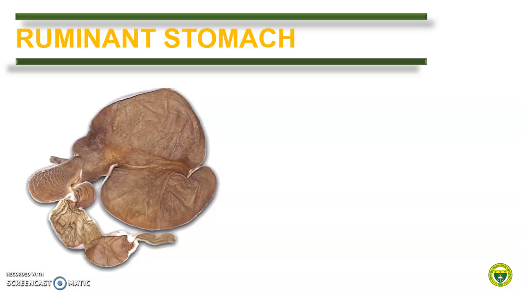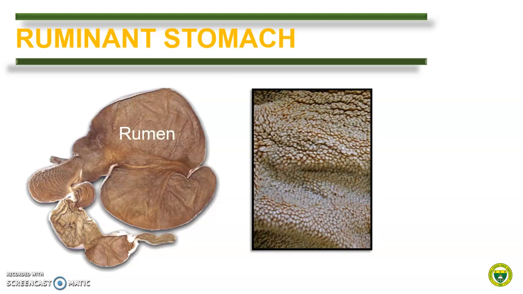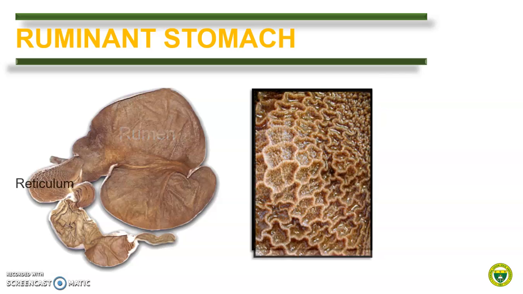The rumen or paunch is the largest compartment in an adult ruminant, acting as a fermentation vat. Internally, the mucosa is studded with numerous papillae as shown here. The reticulum is the smallest and the most cranial compartment in large ruminants. However, in small ruminants, the omasum is smaller than the reticulum.